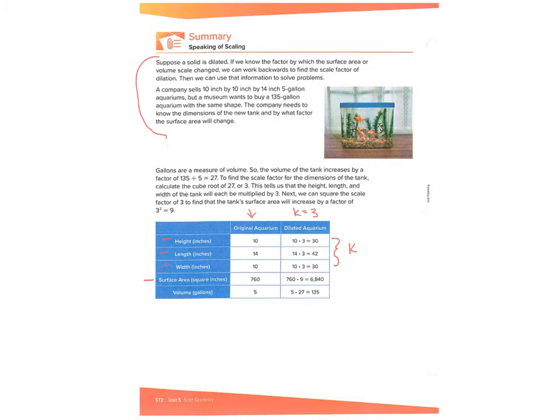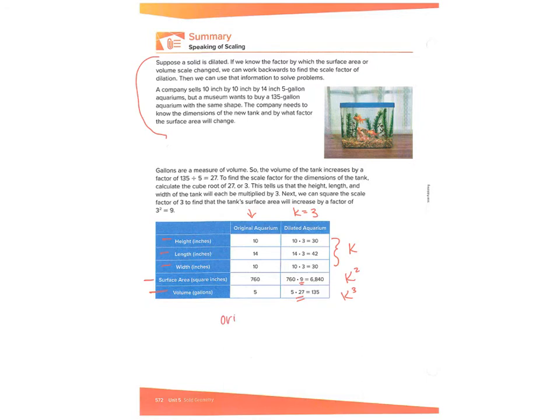However, my surface area, when I calculate my surface area, that changed by k squared. You can see the 9 right here because my areas changed by my scale factor squared. And you'll notice that my volume, when I calculate my new volume, it changed by my scale factor cubed. 3 cubed is 27. And that brings us back to what we've learned this semester.